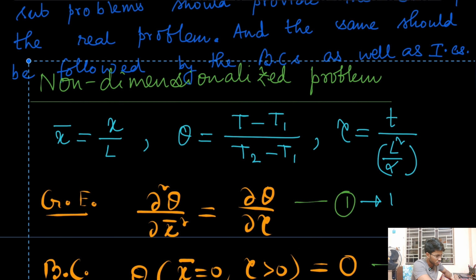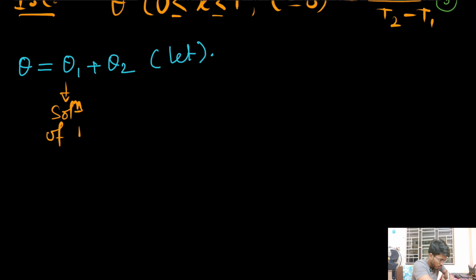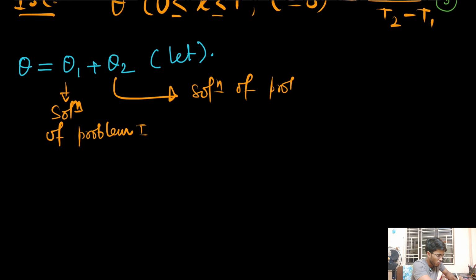Here our unknown variable is theta, right? So let us take theta equal to theta 1 plus theta 2. This is the solution of problem 1, and this is the solution of problem 2. Clear?